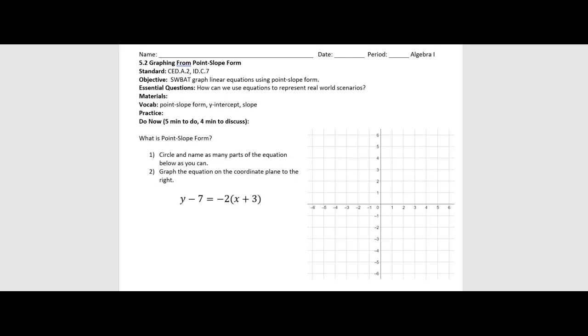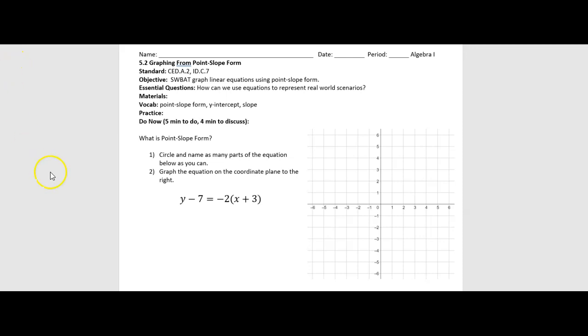Today we're going to continue our discussion on how to graph lines, but we're going to talk about a new form of a linear equation, point-slope form. So the equations that you're given are not going to look the same as what they did in our previous video, but we're going to learn that we can still graph them even though they look a little different.